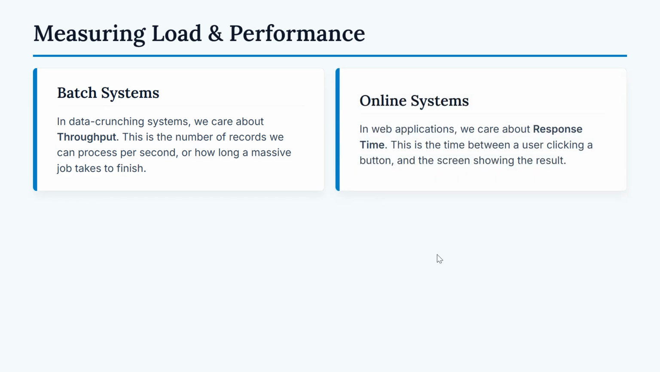But for online systems, like a website or a phone app, we care about response time. This is the exact time between a user clicking a button on their phone and the screen finally showing them the result. Users do not care about your factory throughput, they only care about how fast their own page loads.